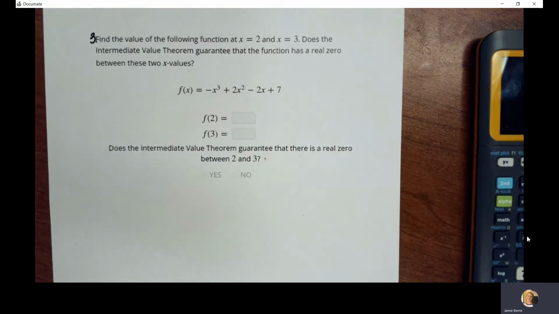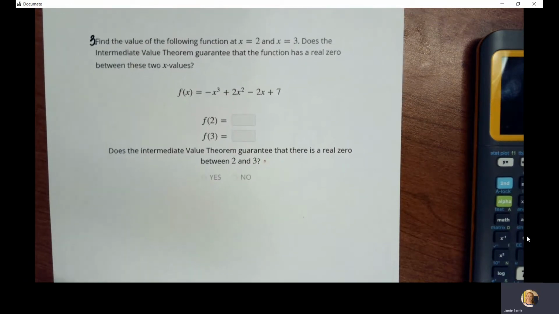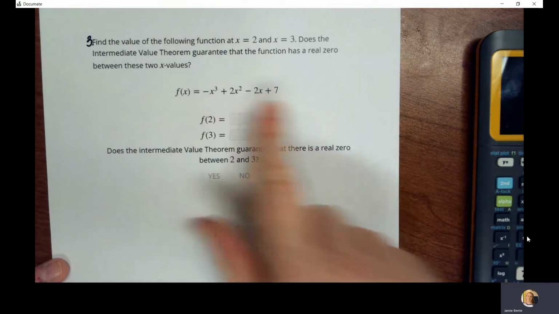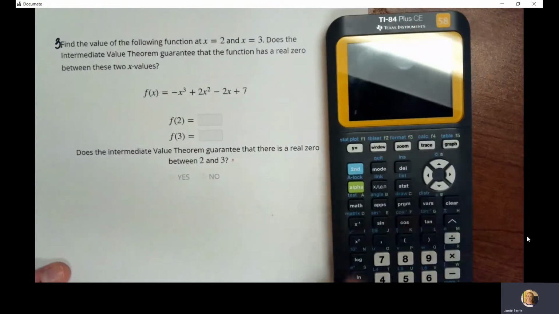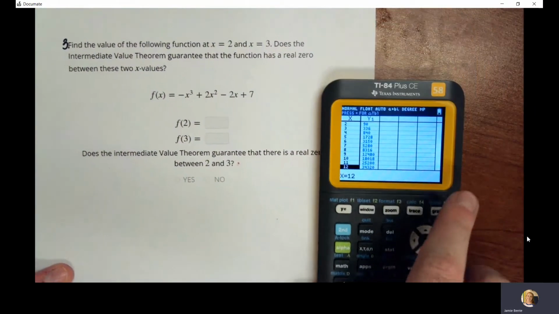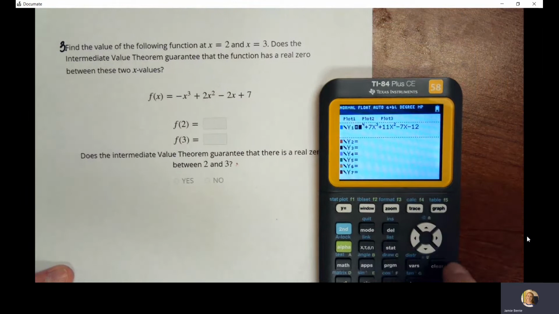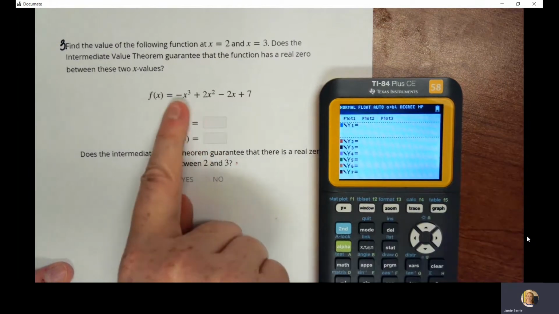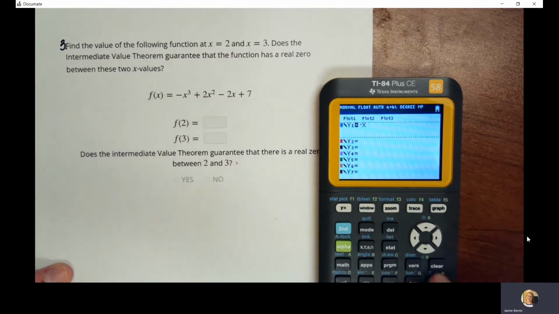It says, this is going to be super easy. Find the value of the following function at x equals 2 and x equals 3. Does the intermediate value theorem guarantee that the function has a real 0 between those two x values? All right, so here's the function. We're going to let our calculator do all the work here. So we're going to go to our y equals screen and type in our function, negative x cubed plus 2x squared minus 2x plus 7.